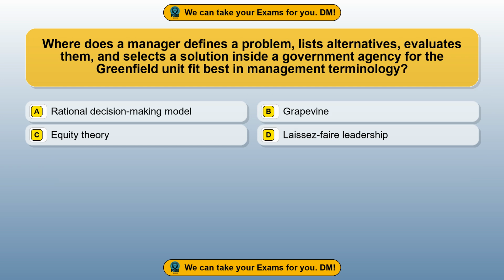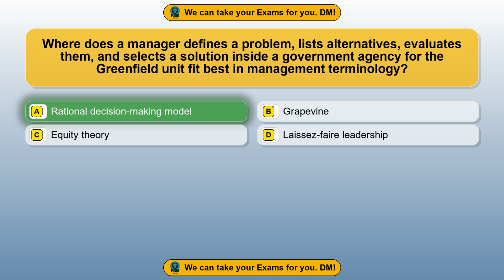Question 97. Where does a manager who defines a problem, lists alternatives, evaluates them, and selects a solution inside a government agency for the Greenfield unit fit best in management terminology? Option A, rational decision-making model. Option B, grapevine. Option C, equity theory. Option D, laissez-faire leadership. The correct answer is option A, rational decision-making model.